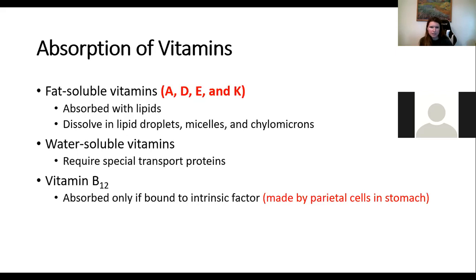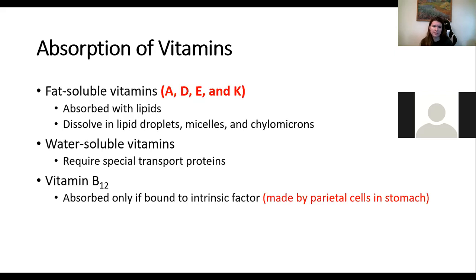So these big macromolecules are not the only things we have to absorb from food. We also need to think about vitamins. People take vitamins every day. Hopefully you get a lot of vitamins in your diet. If you have a deficiency of certain vitamins and minerals, it causes health problems. Different vitamins and minerals are going to be absorbed in slightly different ways depending on their chemical properties.